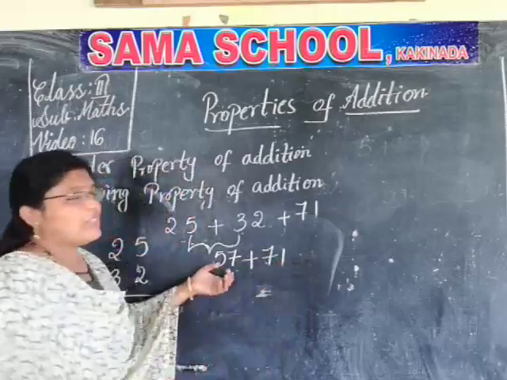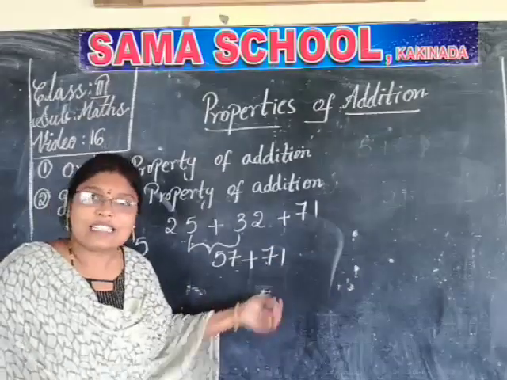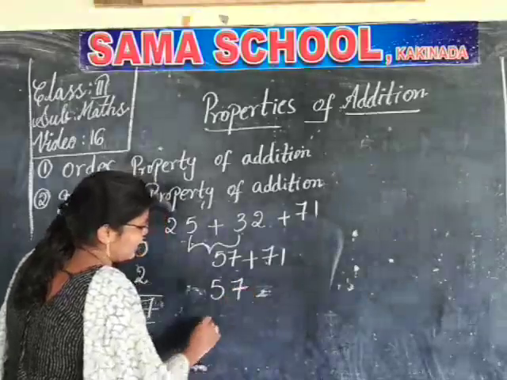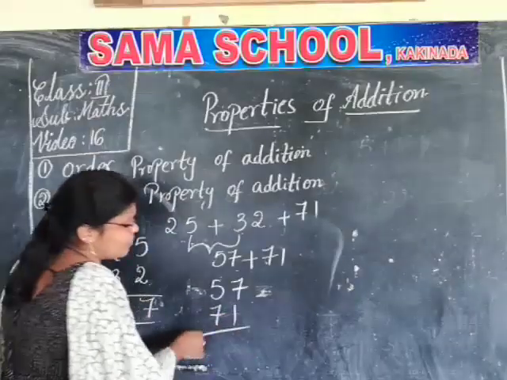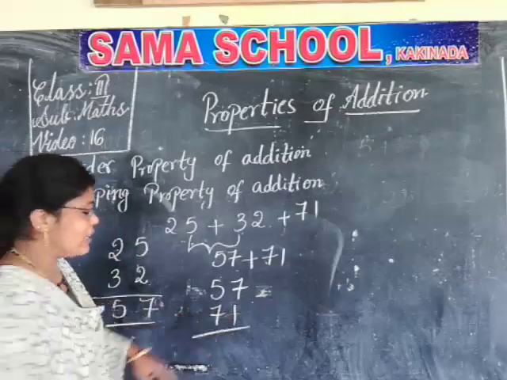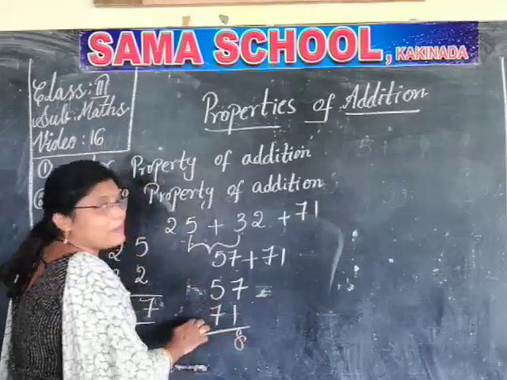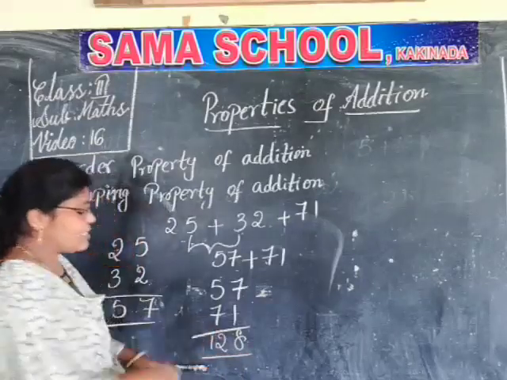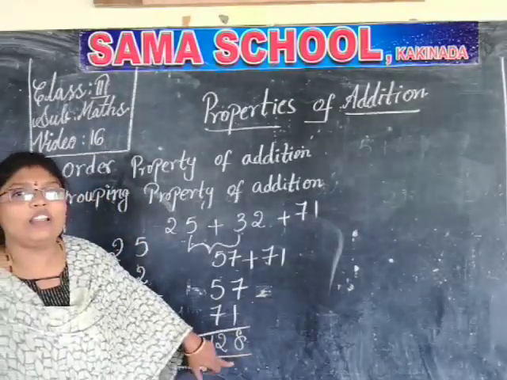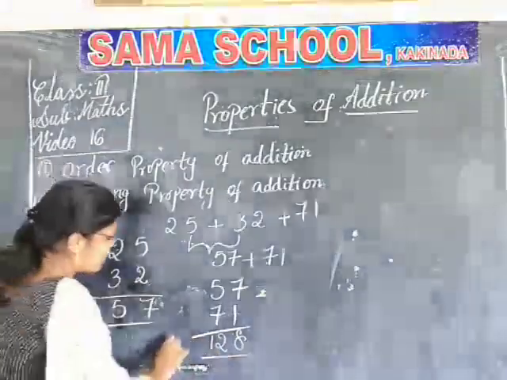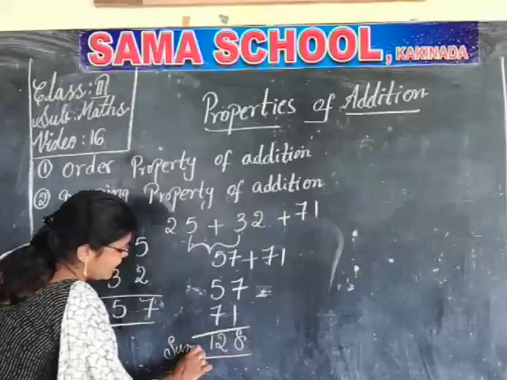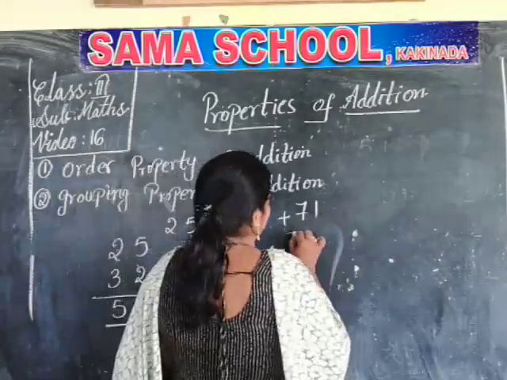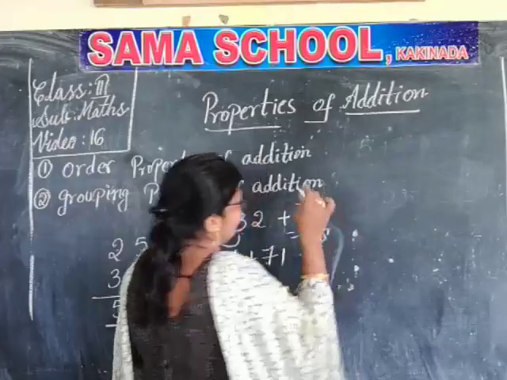Now, add this 71 to this 57. Add 57 plus 71. 7 plus 1 gives me 8. 5 plus 7 is 12. So, what is the answer? 128. So, the sum of these three numbers is 128.